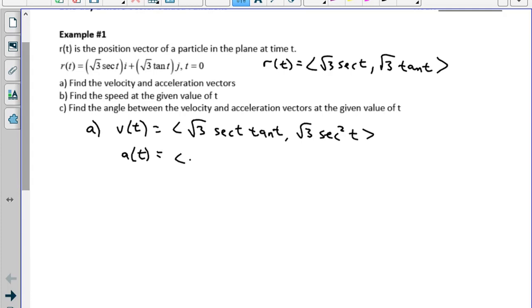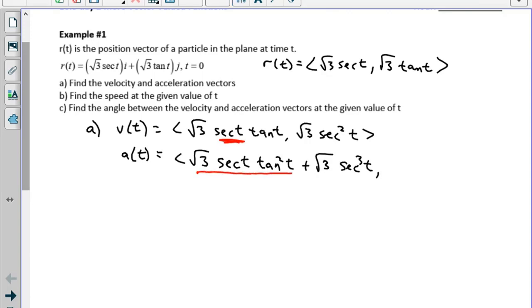So we have, for the x component, root 3 times secant t tangent squared t plus root 3 secant cubed t. That comes from the product rule, because when we take the derivative of secant, we get secant tangent. So that's the first part, and then that's times the tangent that was already there. That's why we have a tangent squared. And then when we take the derivative of tangent, that's secant squared, and that's multiplied by the secant that was already there, and that's why we have secant cubed.